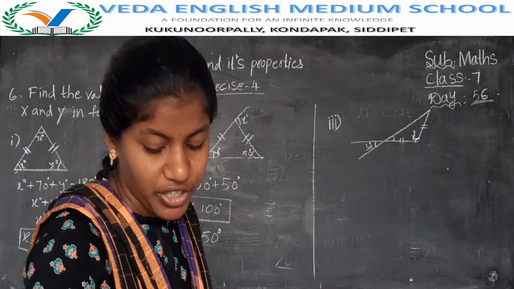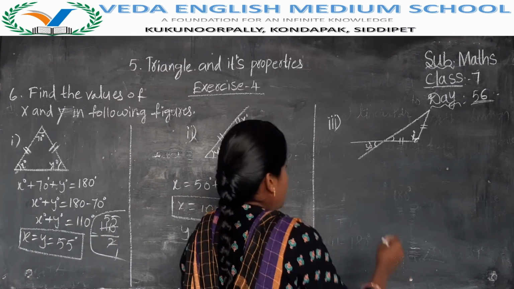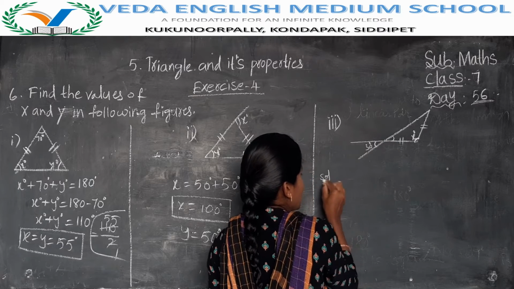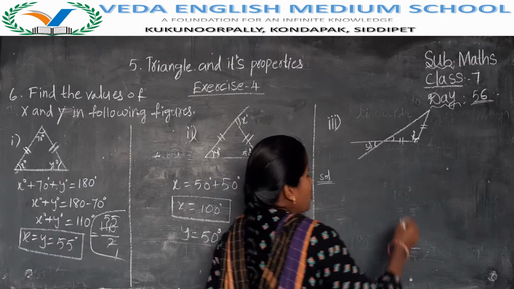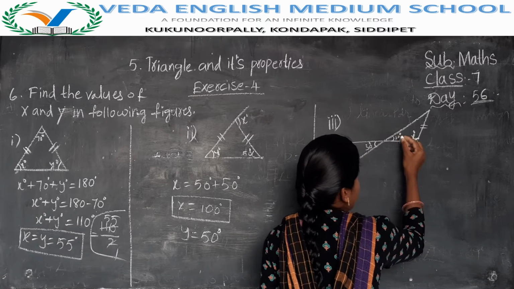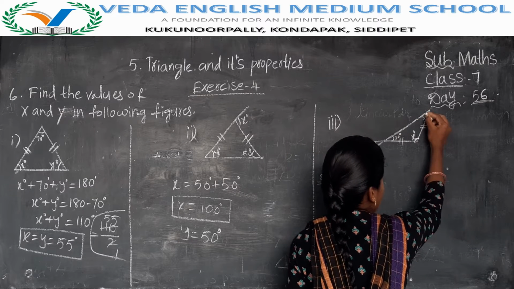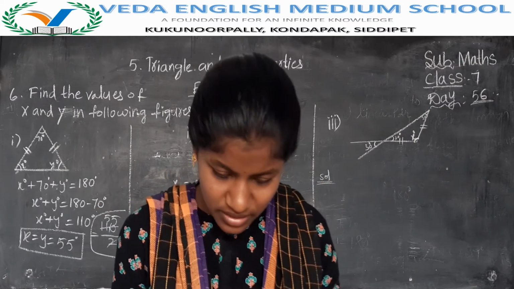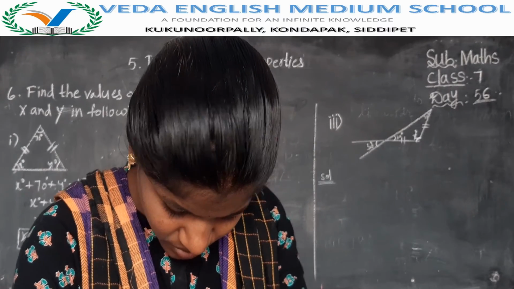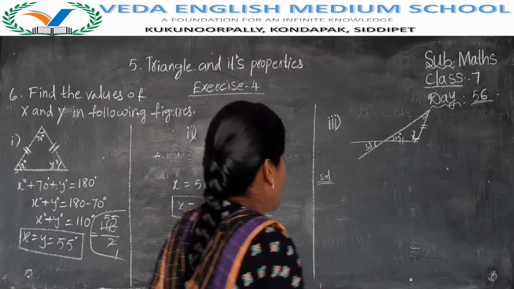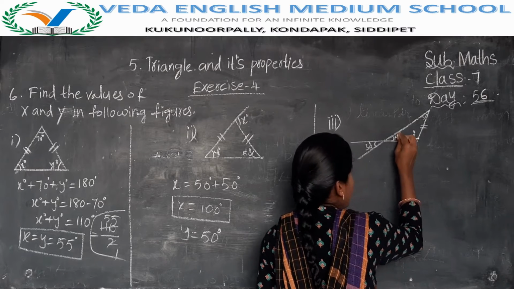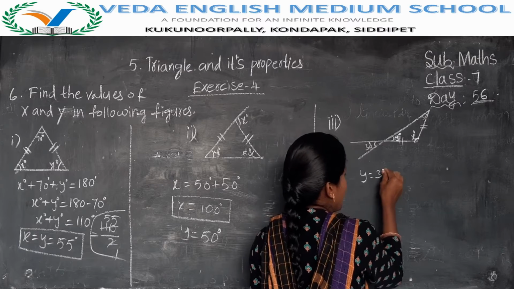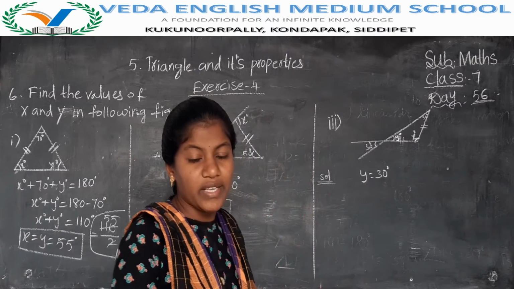Next, the third question. So here they have given. Now observe here, these two are vertically opposite to each other. So vertically opposite angles are equal. If this is 30, then this is also 30 because it is opposite to this one. Now we have to take this triangle. Here we have one angle x, and here we have y. First, y is equal to 30 degrees because vertically opposite angles are equal.